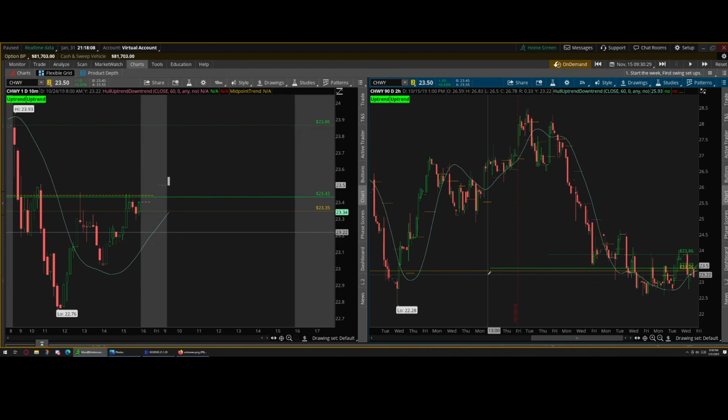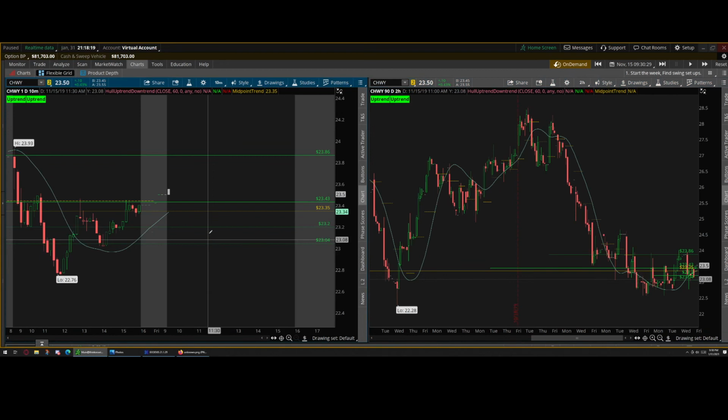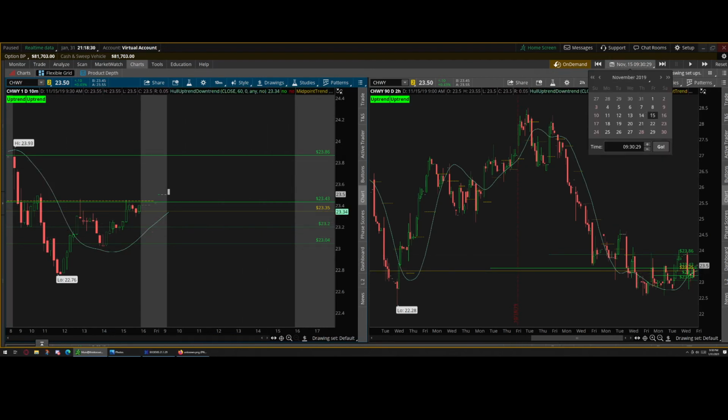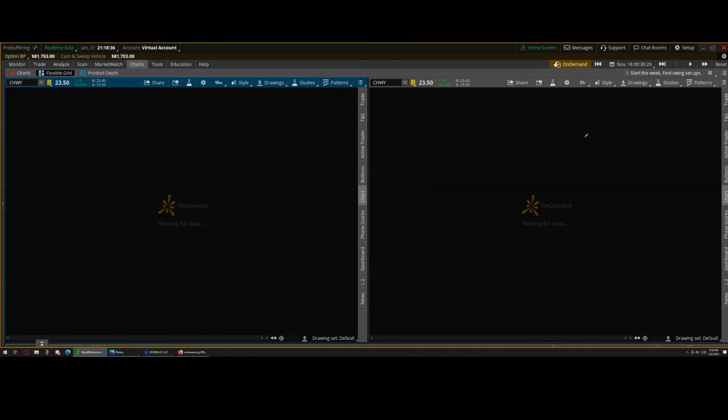Then to the downside, we got a little bit of support right here at 23.20, and then some support right here at 23.04. So these are the levels that we'll watch. We're going to watch for Chewy to potentially go up. We're opening above the midpoint. We're opening above the hull. So we want bullish momentum on it. And fast forward this to the 18th.